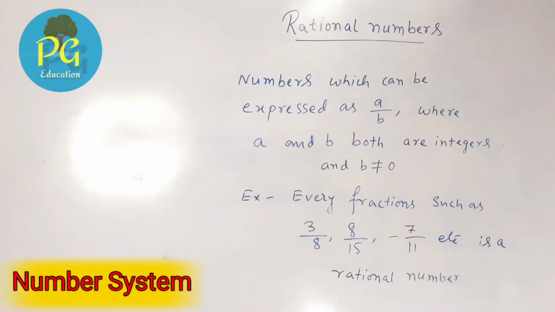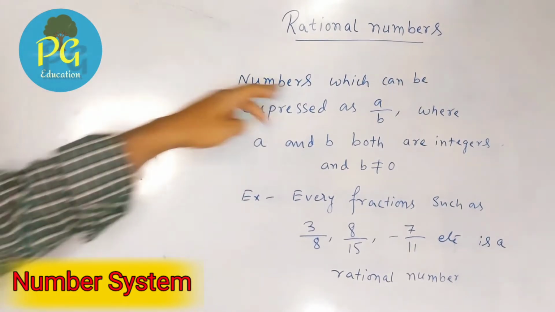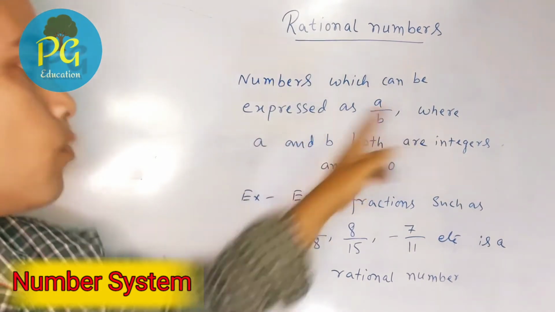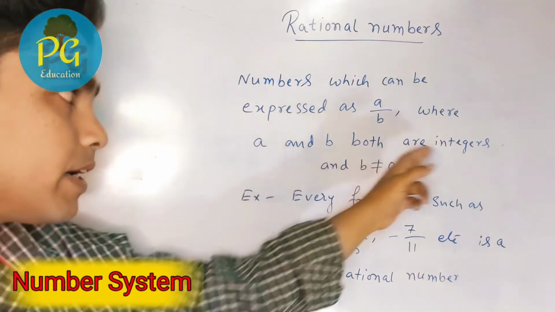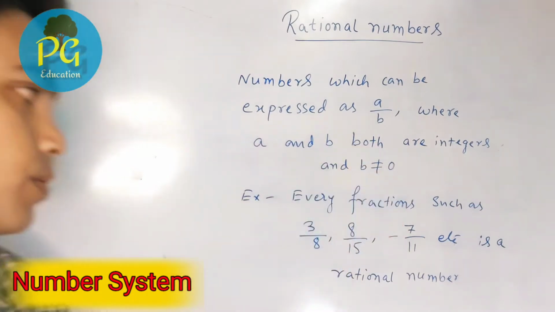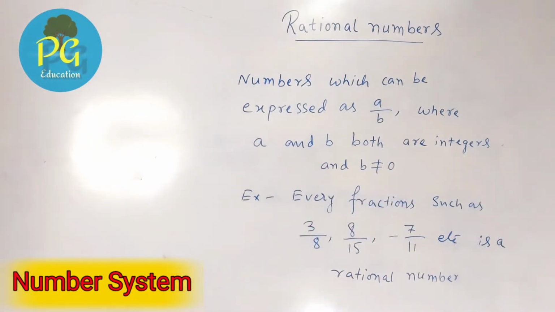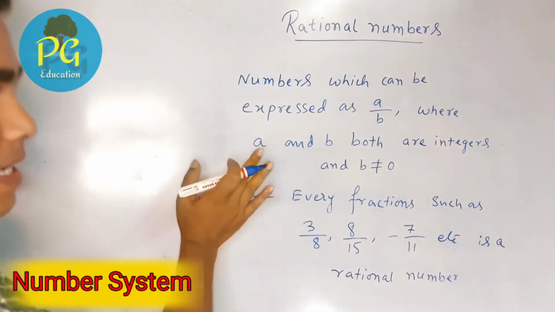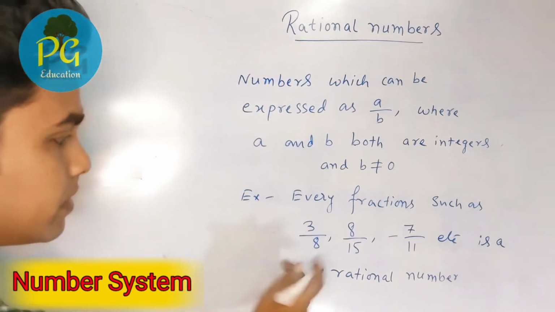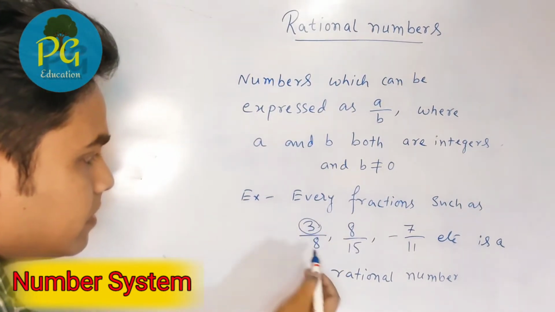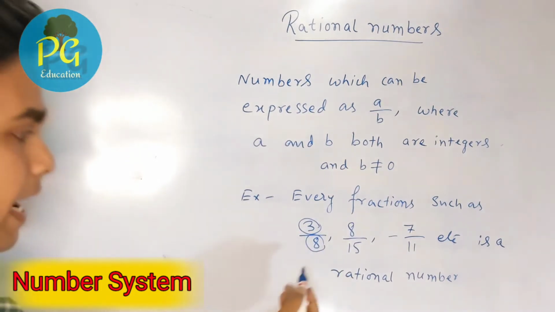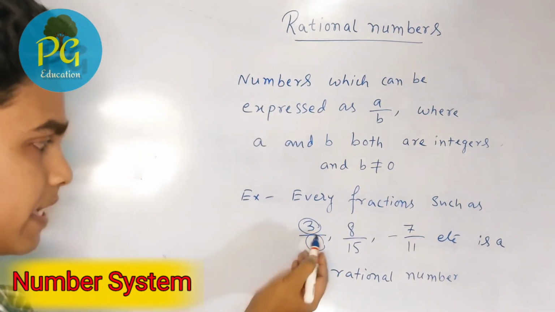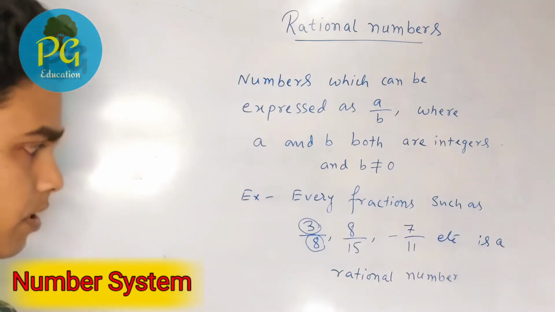Now rational numbers. What are rational numbers? Numbers which can be expressed as a by b, where a and b both are integers and b not equal to 0 will be called rational numbers. As for example 3 by 8: 3 is an integer, 8 is another integer, and 8 is not equal to 0, so hence it is a rational number.